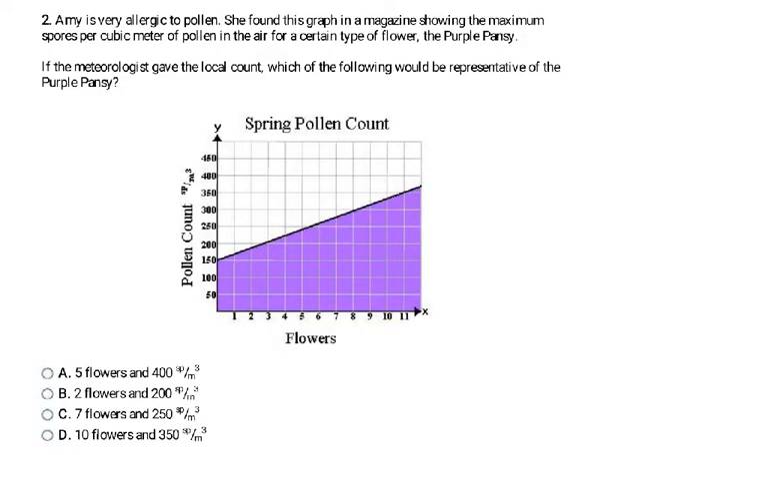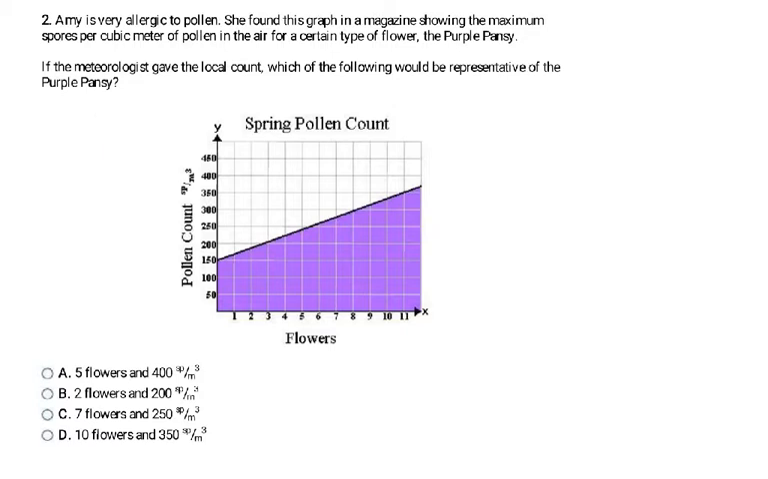Let's read this next example. Amy is very allergic to pollen. She found this graph in a magazine showing the maximum scores per cubic meter of pollen in the air of certain types of flowers, the purple pansy. If the meteorologist gave the local count, which of the following would be representative of the purple pansy?